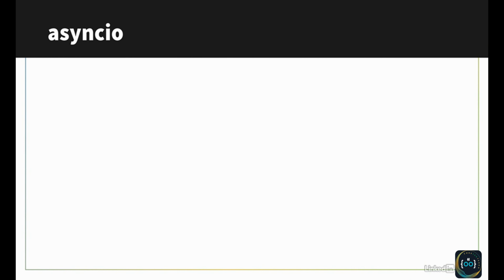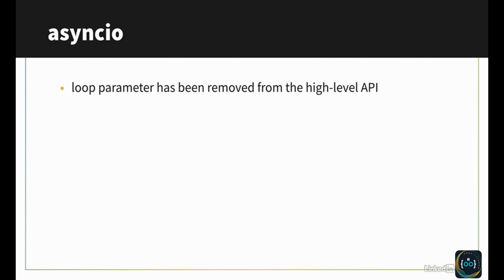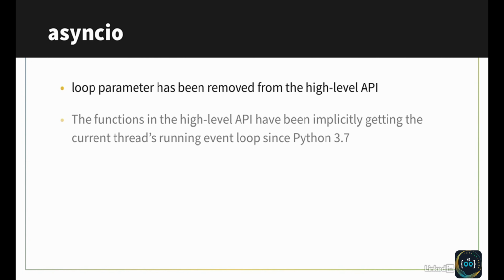The loop parameter has been removed from most of asyncio's high-level API following deprecation in Python 3.8. The motivation behind this change is multifold. Firstly, it simplifies the high-level API, as these functions have been implicitly getting the current thread's event loop since Python 3.7. There isn't a need to pass the event loop to the API in most normal use cases. Event loop passing is error-prone, especially when dealing with loops running in different threads. Note that the low-level API will still accept the loop parameter, if you really need it.